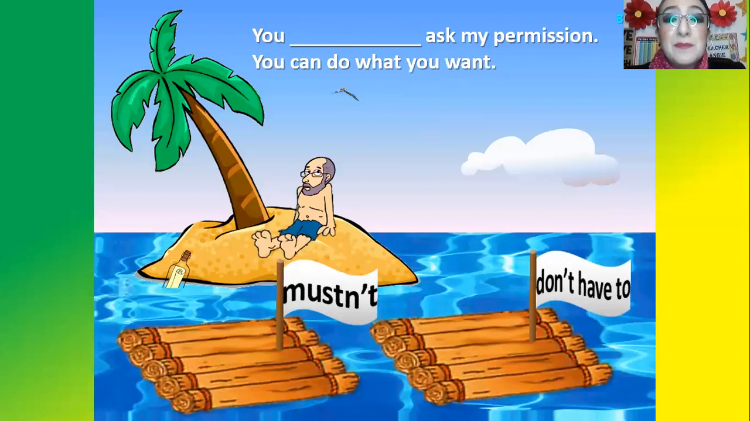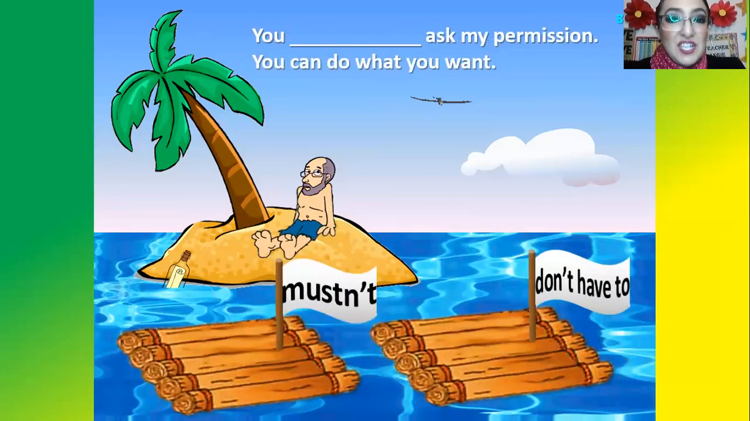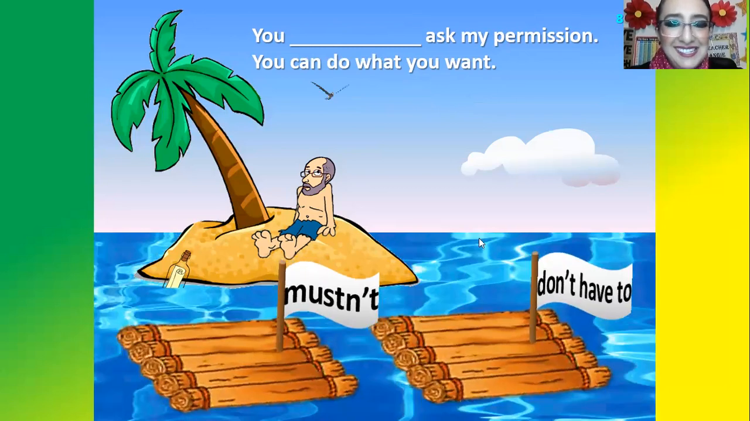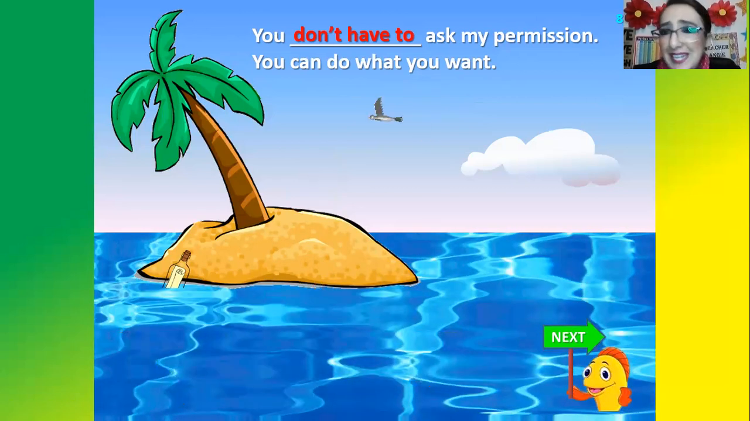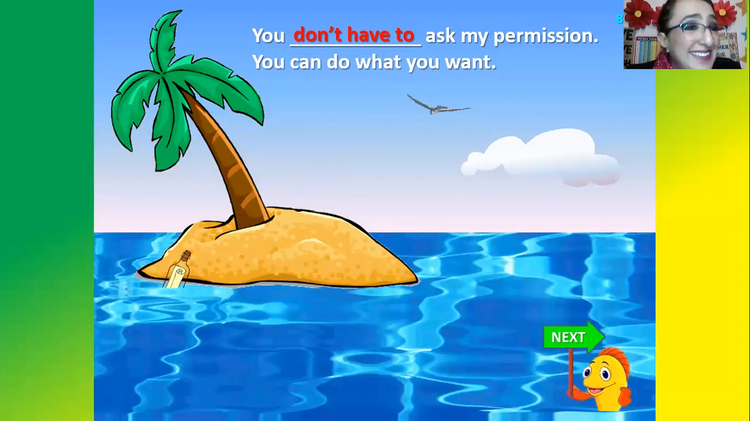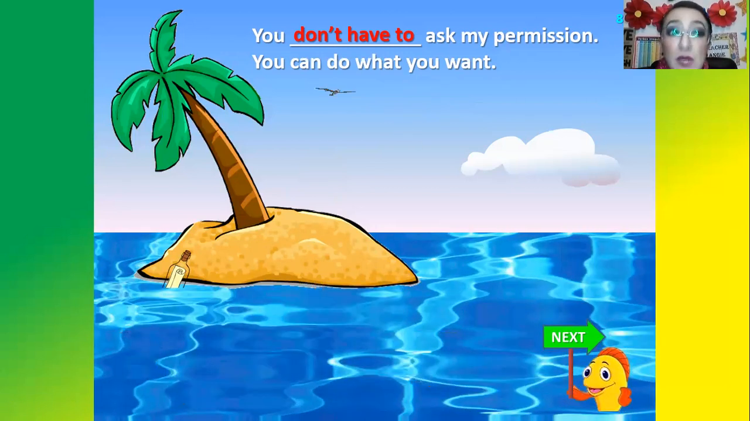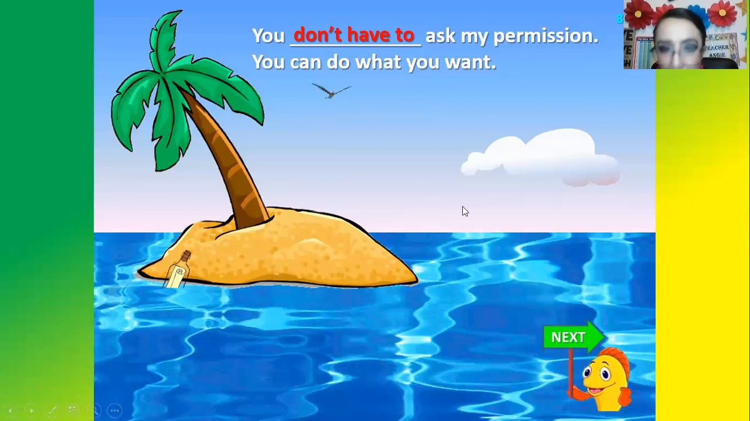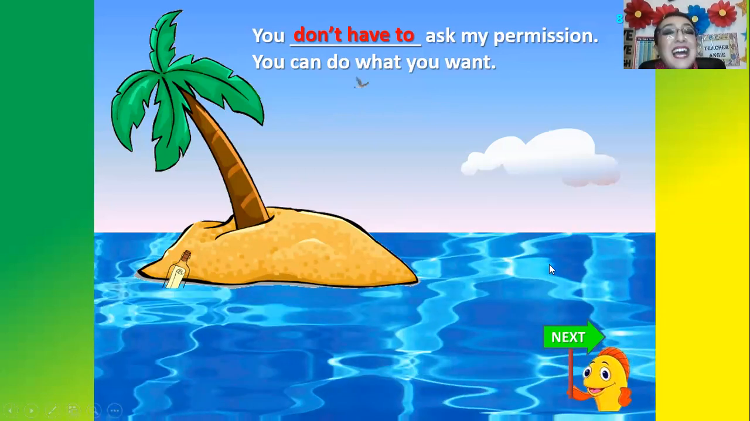You ask my permission. You can do what you want. Oh, yeah. You don't have to ask my permission. You can do what you want. Tú no tienes que pedirme permiso. Puedes hacer lo que tú quieras. El don't have or doesn't have es bien relax. No creas que siempre es don't have. Acuérdate que puede ser doesn't have dependiendo de quién estés hablando. Las reglas gramaticales no cambian ahí. Si aquí dijera Lupita doesn't have, Lupita no tiene que, sería doesn't have. Si dijera Lupita tiene que, Lupita has to.